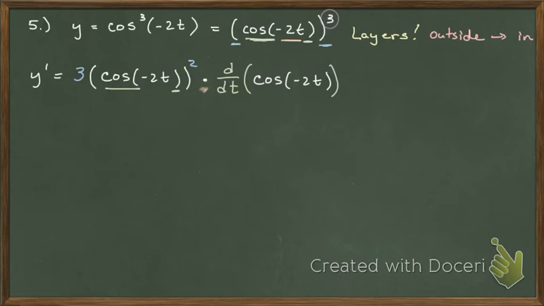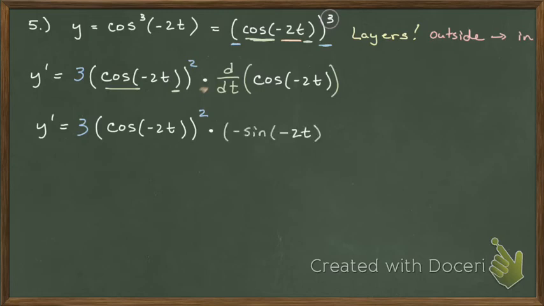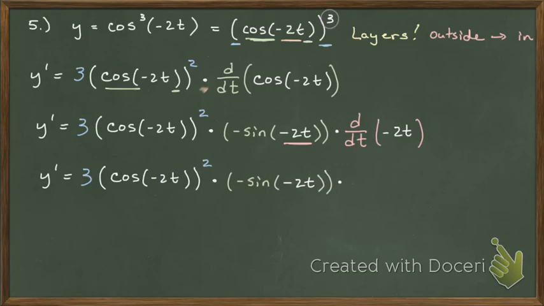Okay? Derivative of cosine, there I just keep rewriting the second bit. Derivative of cosine is minus sine. Inside stays the same again. So I've got now derivative of cosine of minus 2t is minus sine of minus 2t times the derivative of minus 2t is just a minus 2. So I'm going to buzz right to that. Derivative of minus 2t is minus 2.